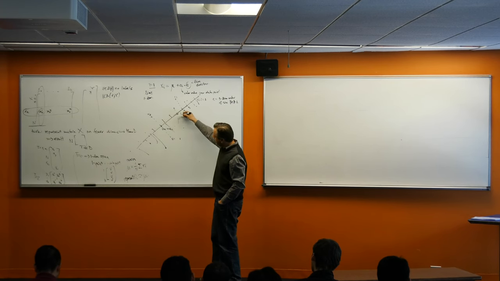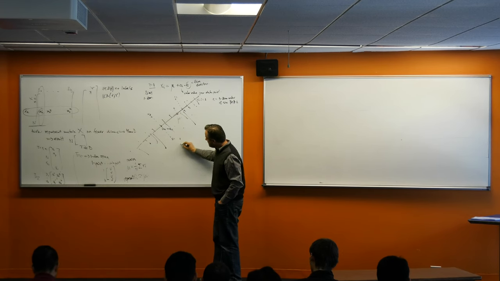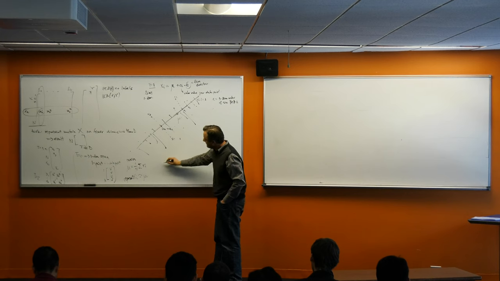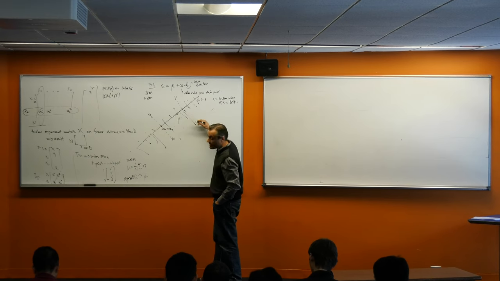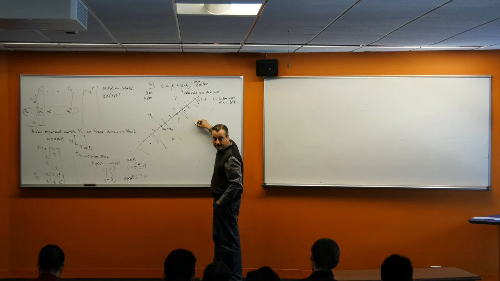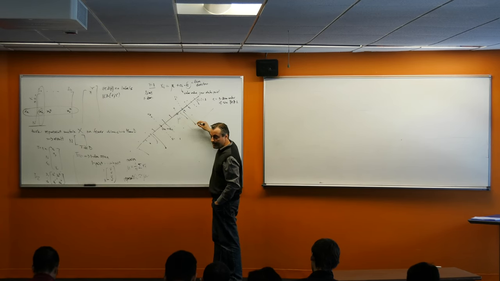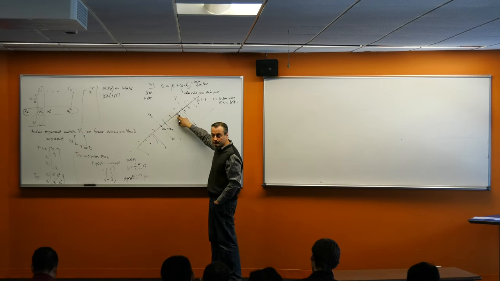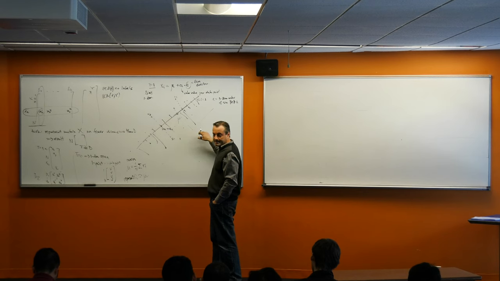I can choose a line that has the same perpendiculars, right? Because if you look, these lines are parallel. So all the a_i's will be the same on this line, right? All the offset from the mean will be the same, except this line doesn't pass through mu. Should I choose a line that passes through mu or one that doesn't?